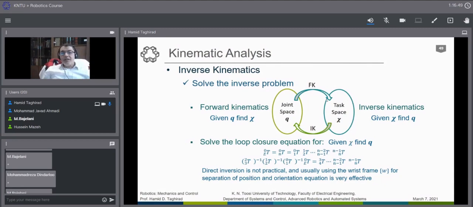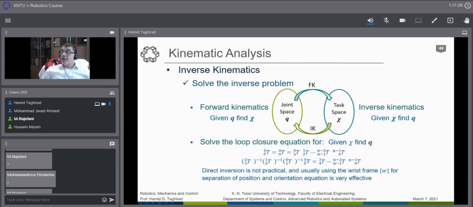First, by basic concept, we solve the loop closure equation by considering that x is given and q is found. When we say x is given, it means that Te with respect to 0 is given, or Tn with respect to 0 is given. Since we have X, the orientation and position, we would like to find all the details Q1, Q2, Q3 that are generating this motion.